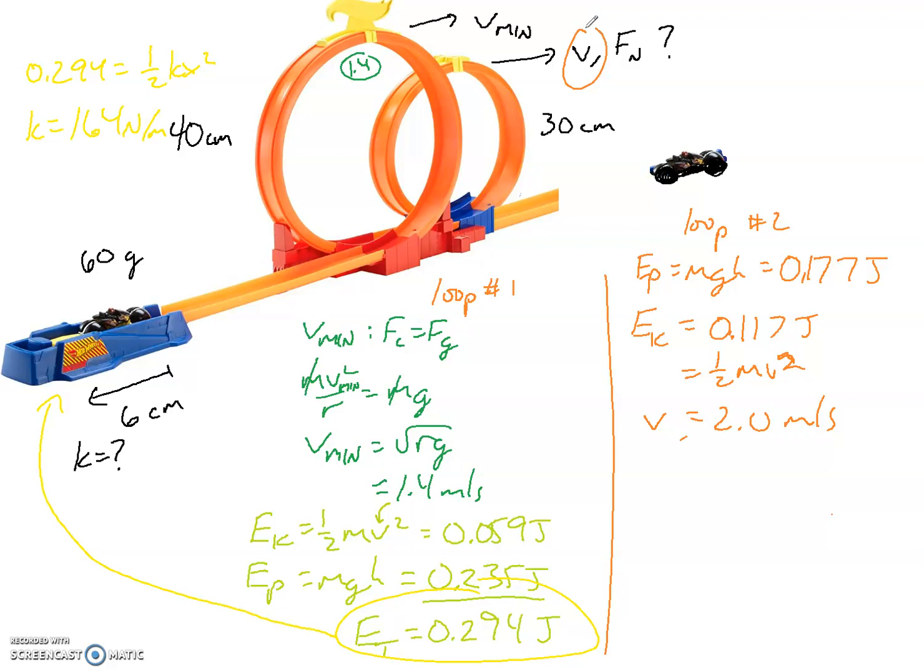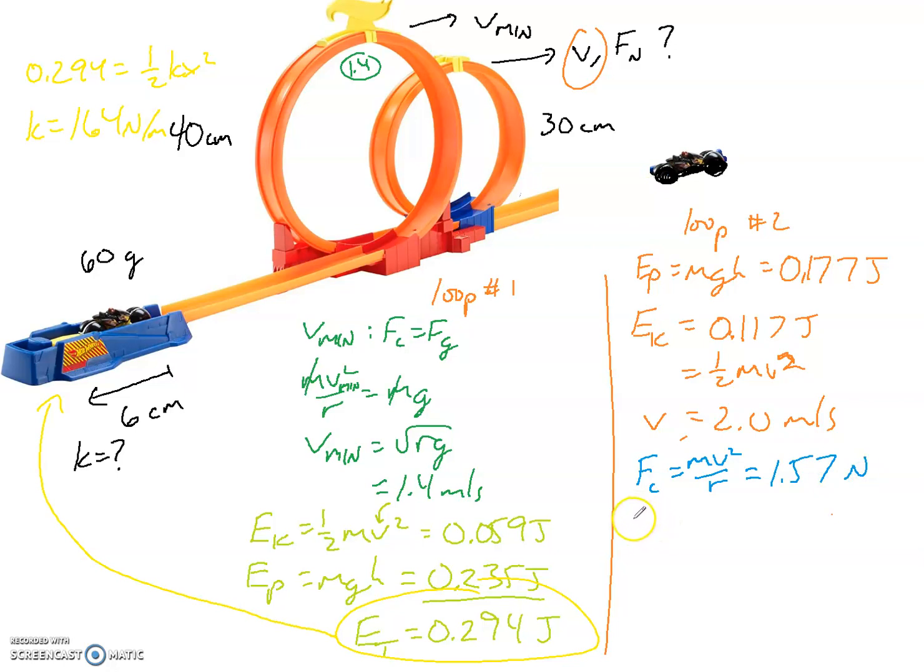Now I can try to find my Fn, and this is where the forces kick in. I've got two forces acting on the car to go around the circle. Obviously, we have to find Fc. Going in a circle, Fc is mv squared over r. I know the mass of the car, that's 0.06. I know the v, which is 2. I know the radius, which is the 15 centimeters. Don't use the 30, make sure you use the 15. So I take my speed, square it, times it by the 0.06 for the mass, divided by the radius of the loop, and we're looking at around 1.57 newtons for circular force.